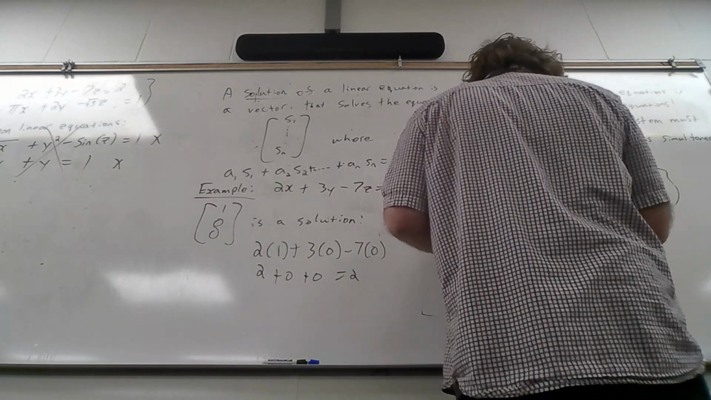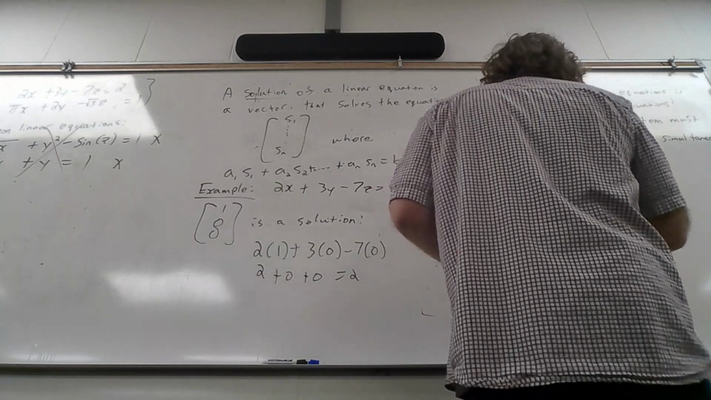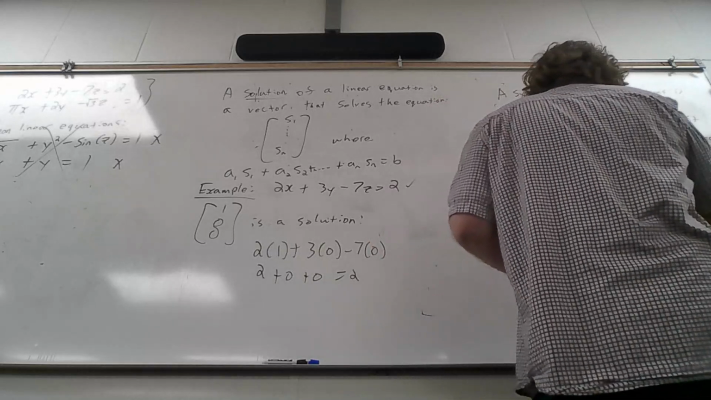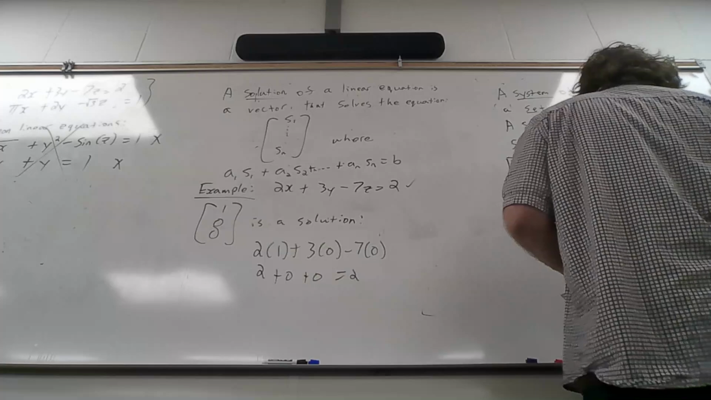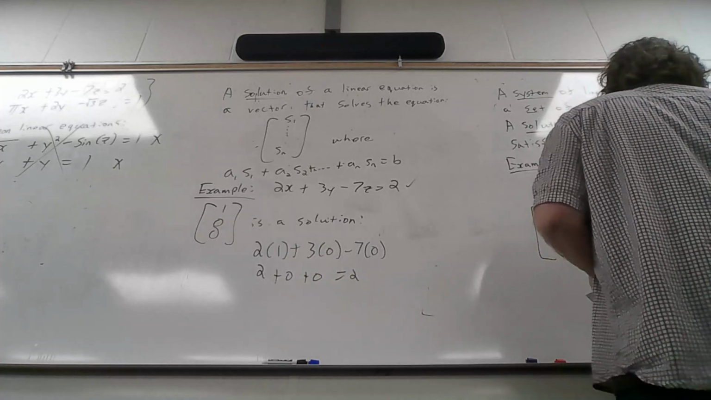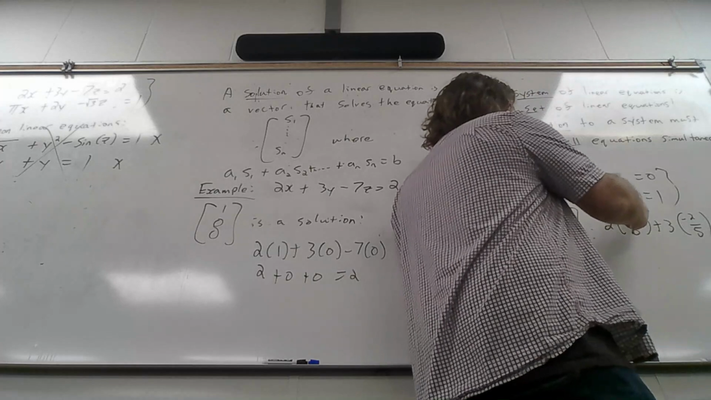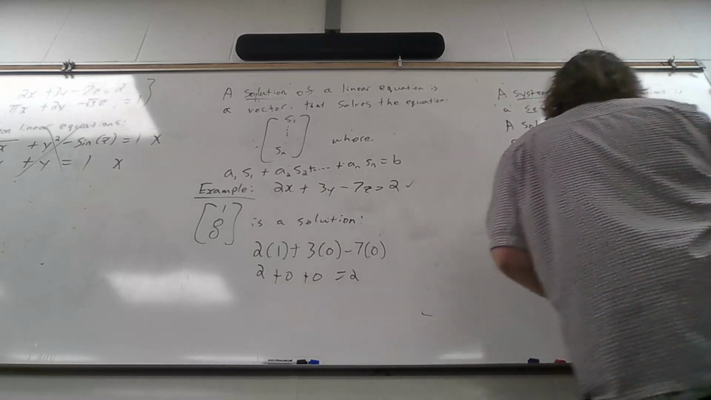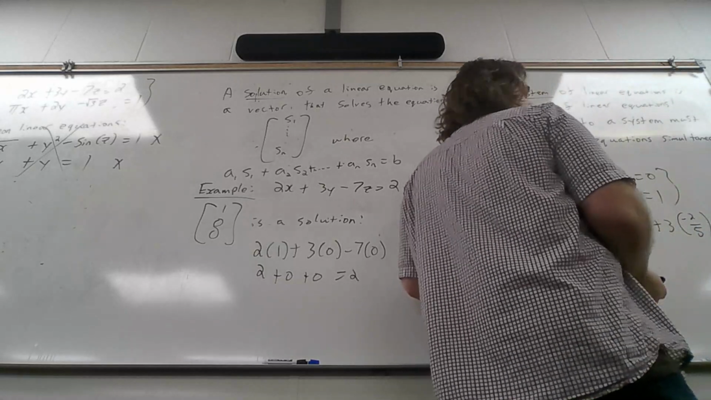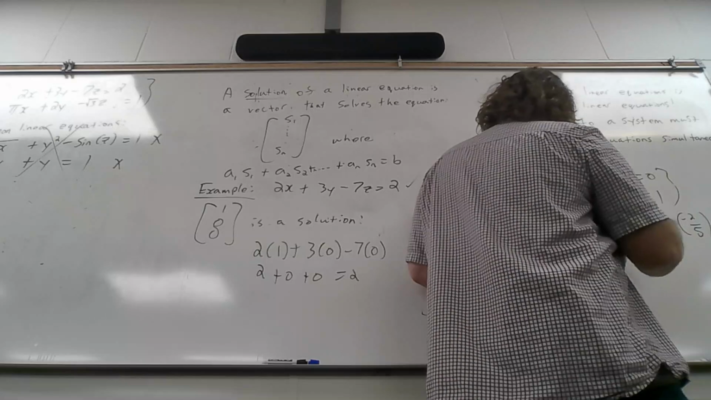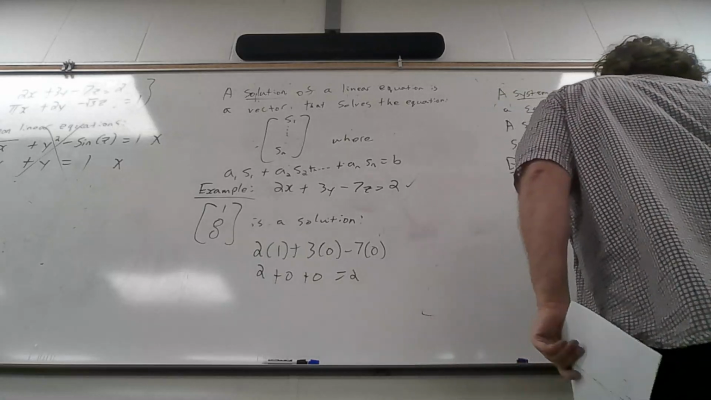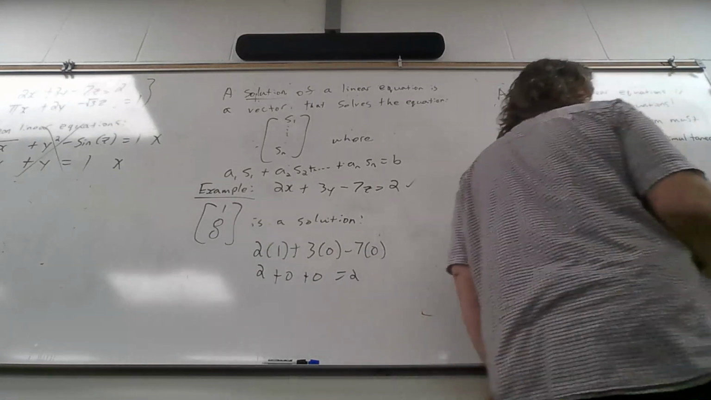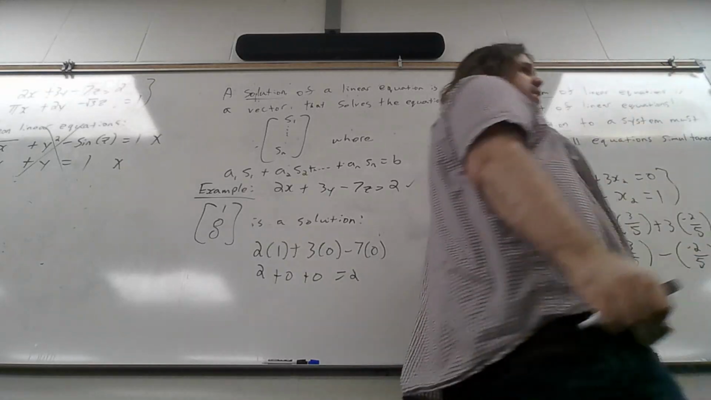3 over 5 and minus 2 over 5. Does this work? Well, let's go ahead and plug it in. So 2 times 3 is 6 over 5. 3 times minus 2 is minus 6 over 5, so they cancel out, you get 0. Cool, the first one's satisfied. What about the second one? Well, this is 3 over 5 minus 2 over 5. So 3 over 5 plus 2 over 5 is 5 over 5, which is 1. Cool. Satisfied both.